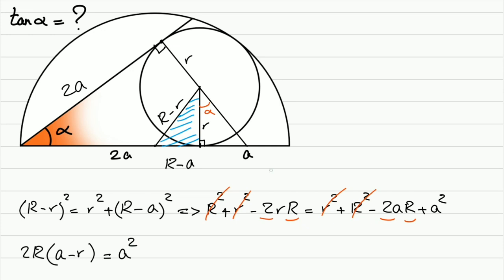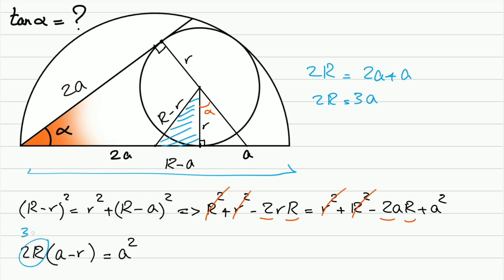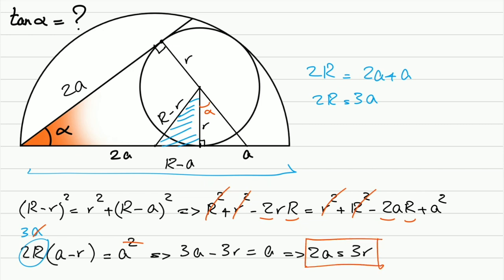Alright, I just remembered that we missed some important facts here. The diameter of this semicircle is 2 times capital R. And it's also 2 times a plus a, as we see in the shape. So 2 times R is equal to 3 times a. Let's replace it here. 3 times a. And a is not 0, so we can simplify this with this. And now we have 3 times a minus 3 times r is equal to a. And then 2 times a is equal to 3 times small r, the radius of the circle. This is one precious piece of information. We should be proud about finding that.